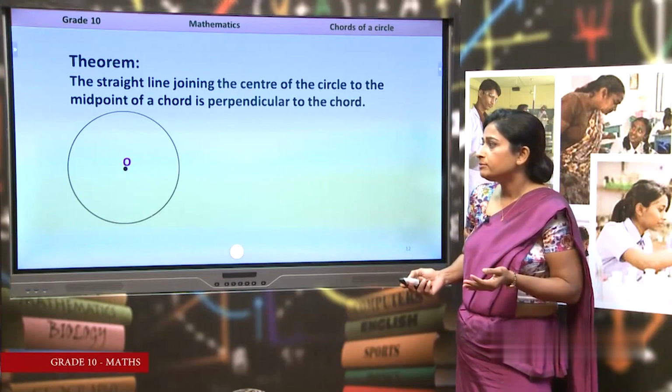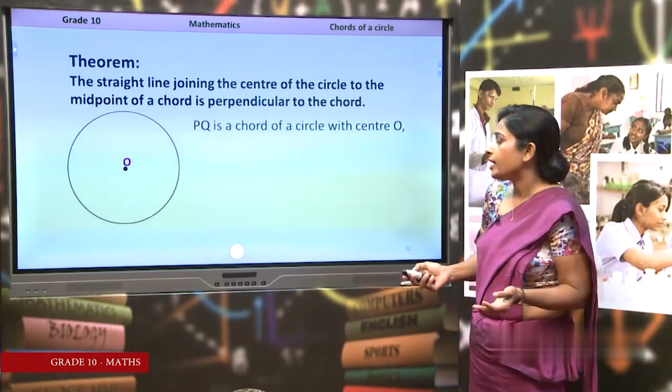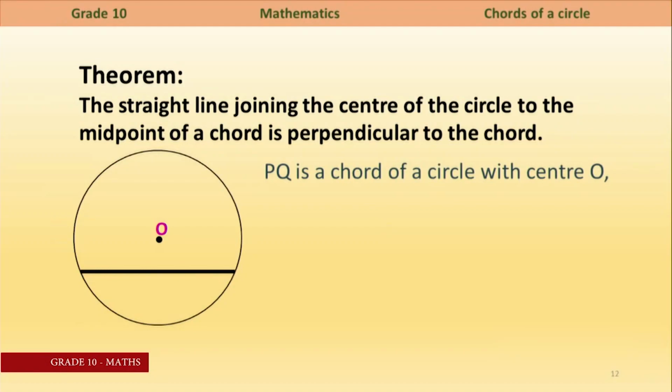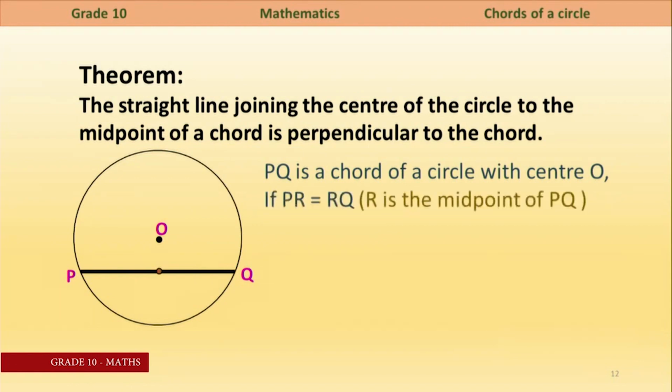Look at that diagram. We should have a chord. I have named that chord PQ, and the center of this circle is O. I have marked it as O. And the midpoint of that chord is R. So what do you mean by midpoint? Midpoint is the middle point of that line. The middle point separates the given line into two equal parts. PR and RQ are equal.